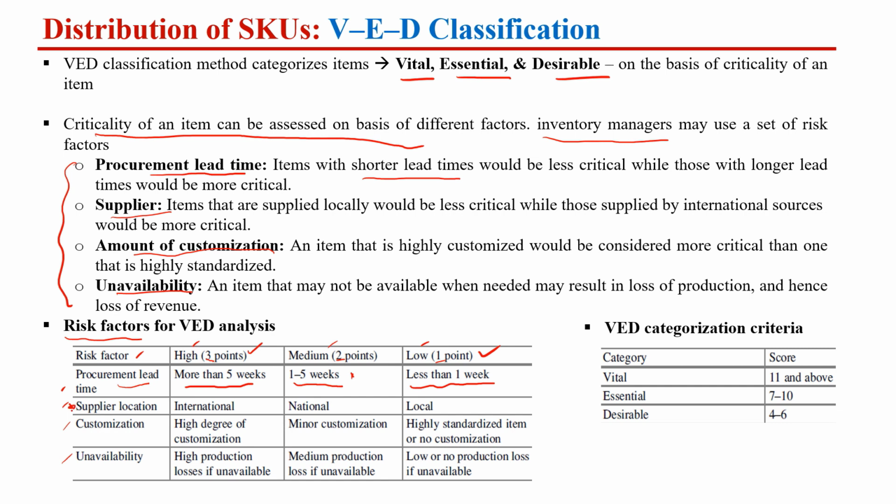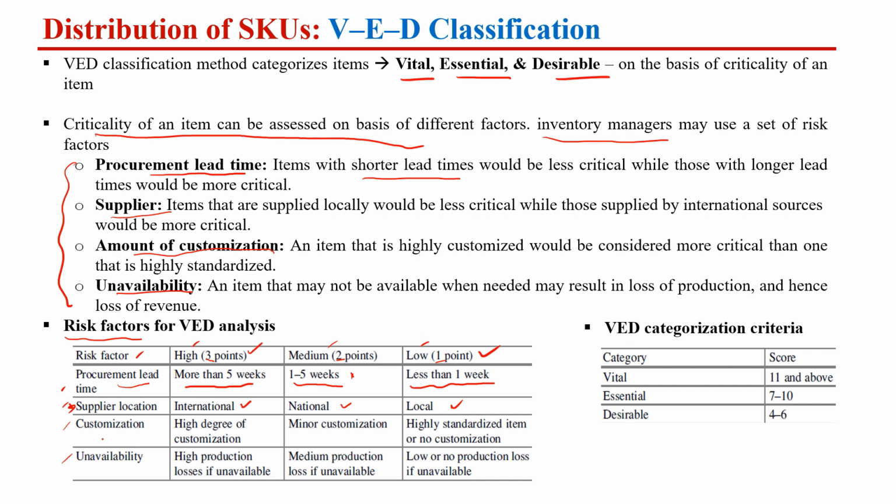Similarly, in terms of supplier location, if the particular supplier is international, we are going to say it's a high risk. If it's national, which means right now if I am in Pakistan and my company is in Lahore, and the supplier is from Karachi, then it would be considered national. But if the supplier is from Lahore, then it would be considered local.